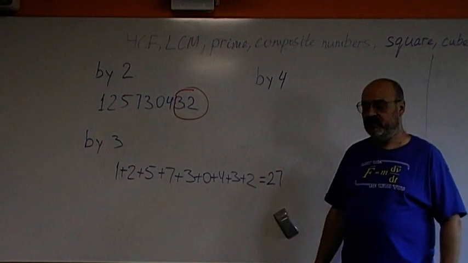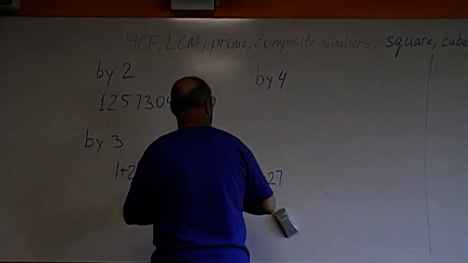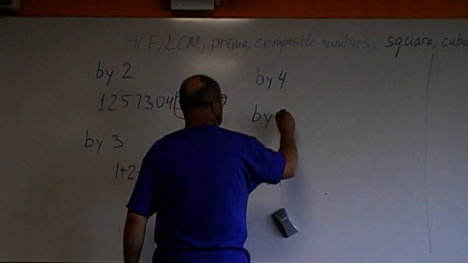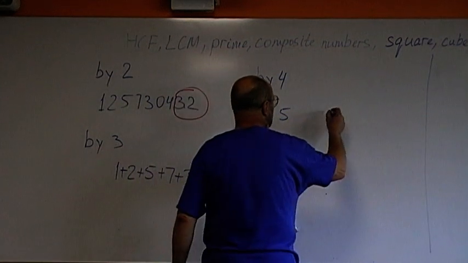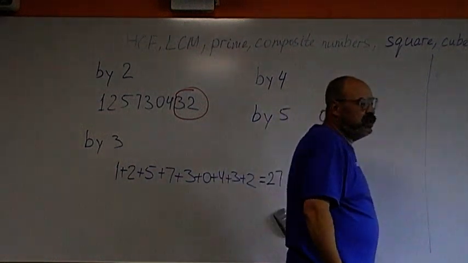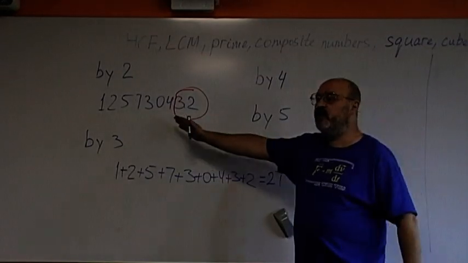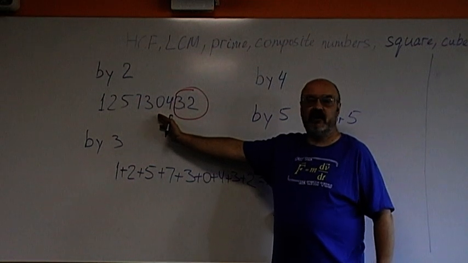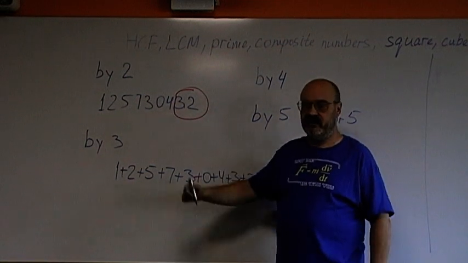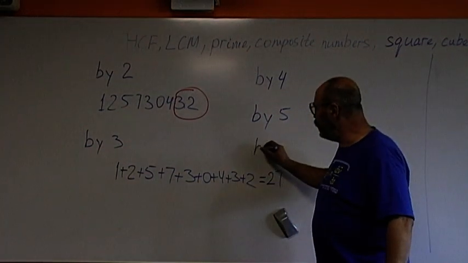Divisibility by 5. We say 5 or 0. A number is divisible by 5 if the last digit is 0 or 5. If it ends in 0 or 5, it's divisible by 5. So is this number divisible by 5? No, it does not end in 0 and it does not end in 5. Divisibility by 6.